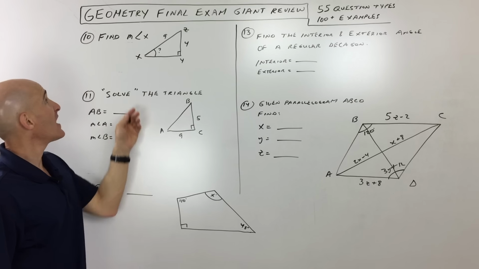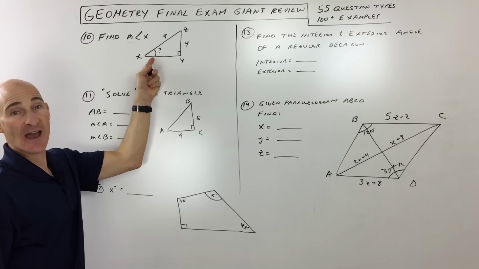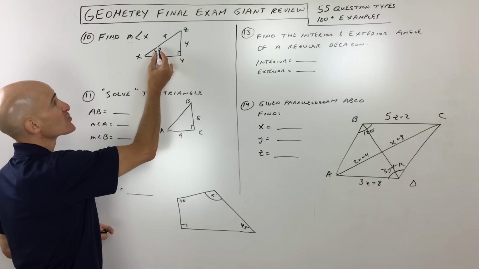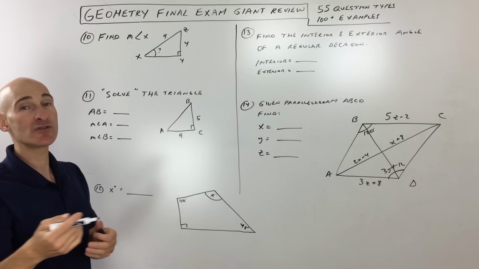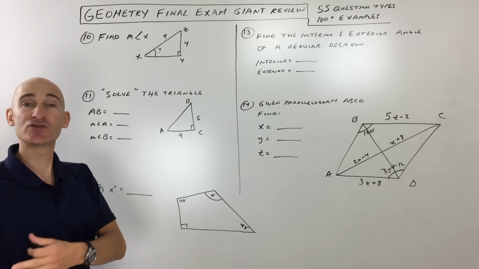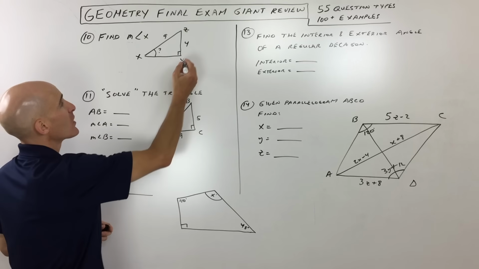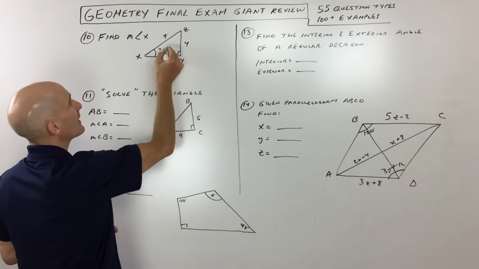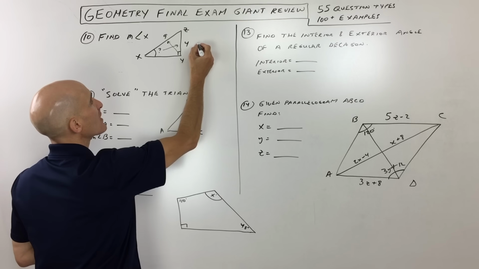Okay, question number 10, it says find the measure of angle x. So we're still working with trigonometry here, but in this problem we're solving for the missing angle. Whenever you're solving for the missing angle, you want to use your inverse trig functions like sine inverse, cosine inverse, tangent inverse. So what I'm going to do here is say what trig function ties together opposite and hypotenuse. So opposite is across, hypotenuse is across from the right angle. Well, we know that's sine, right?